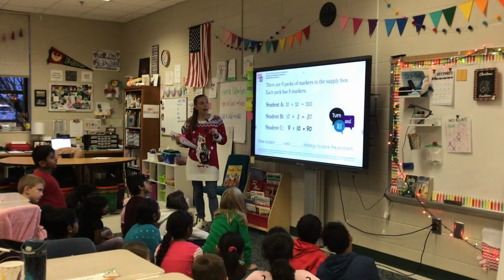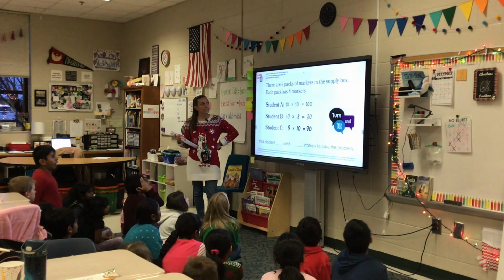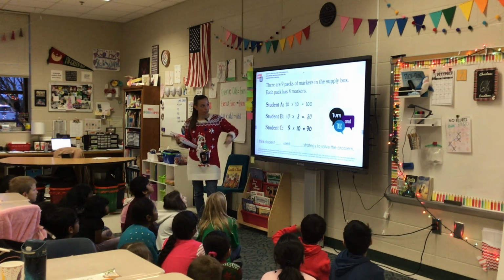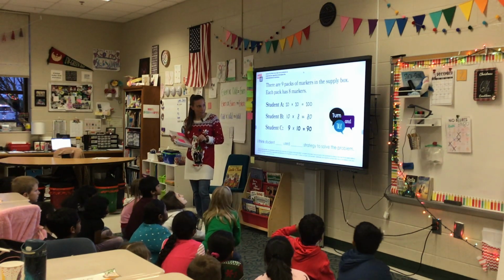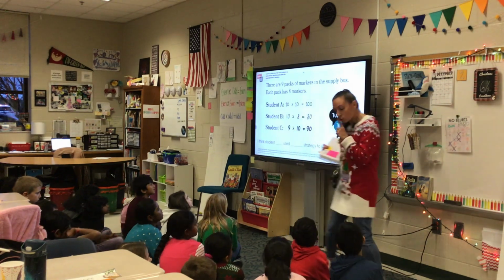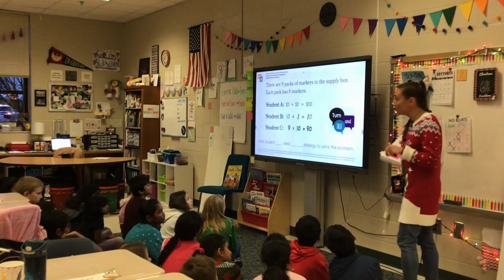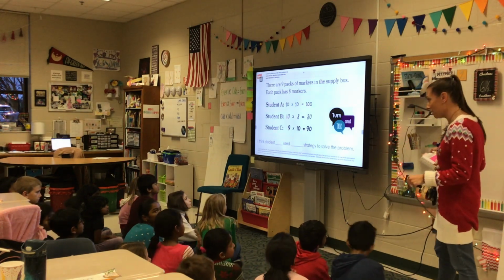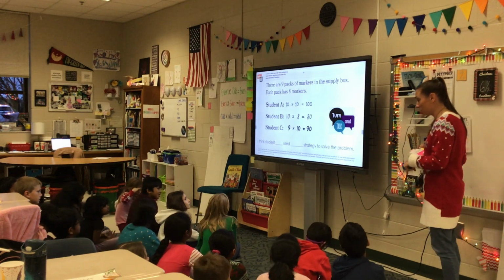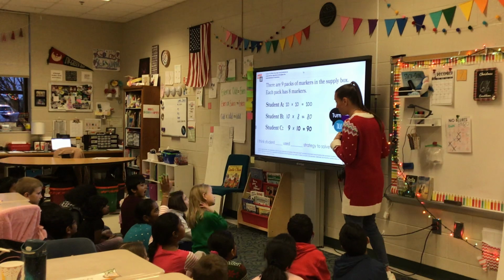Okay, so it says there are 9 packs of markers in the supply box. Each pack has 8 markers. So it says student A says 10 times 10 is 100. Okay, then it says student B says 10 times 8 equals 80. And student C says 9 times 10 equals 90. I'm very confused.